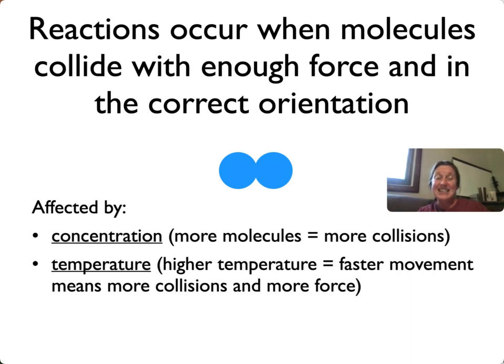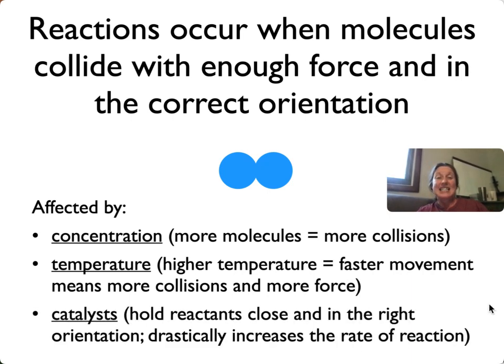Now, the last thing that influences reaction rates is catalysts. Catalysts exist outside of organic chemistry, outside of living things. But in biology, our catalysts are called enzymes. We're going to talk about those more on the next slide. Catalysts are things that bring the two reactants close together and in the right orientation to make it easier for them to form the bond or do the reaction. So it will drastically speed up the rate of a chemical reaction, but the catalyst never enters into it. It doesn't become part of the bond.